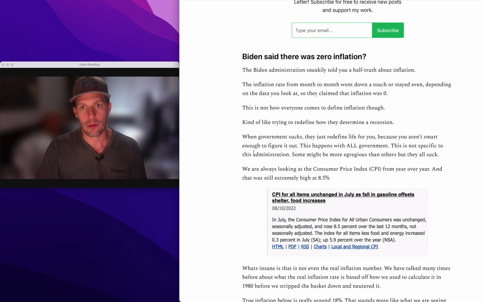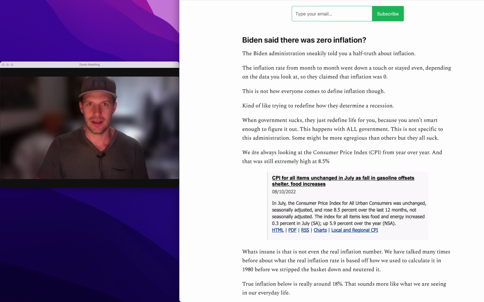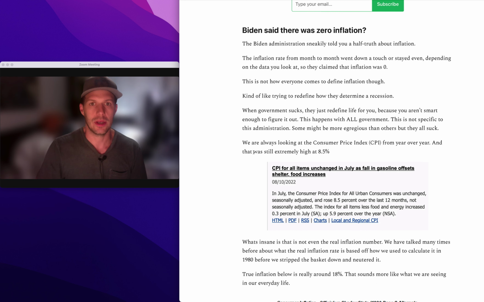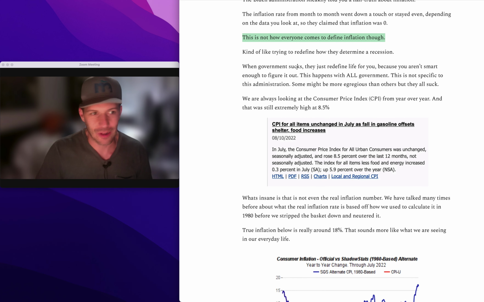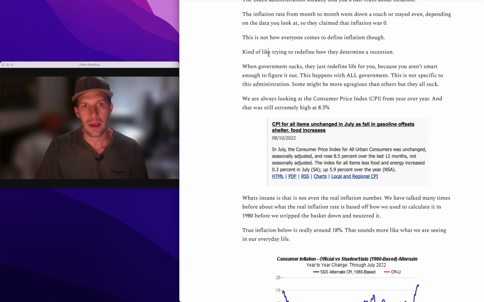Biden said there was zero inflation. Really? The Biden administration sneakily told you a half-truth about inflation. The inflation rate from month to month went down a touch or even stayed even, depending on the data you're looking at. So they claim that inflation was zero. This is not how everyone comes to define inflation, though. This is not what we use month to month. So it's just a little bit of a sleight of hand to confuse people and make things look better than they are.